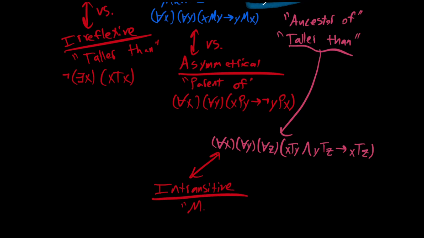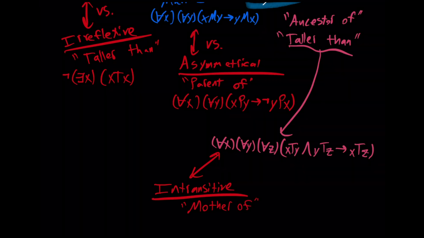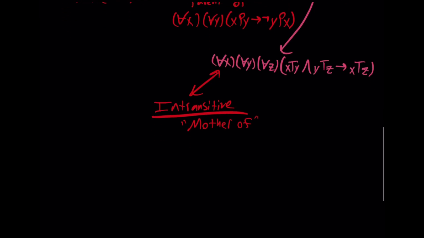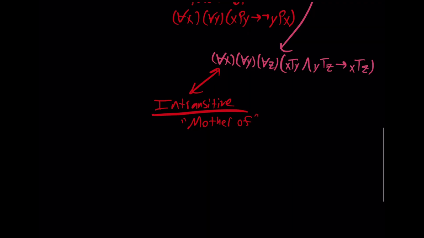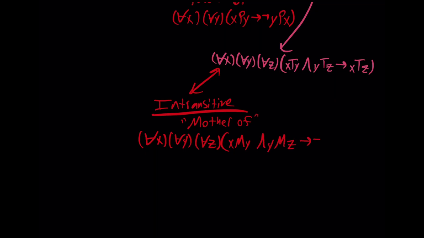For example, mother of is intransitive. If Mary is the mother of Susie, and Susie is the mother of Tom, it doesn't follow that Mary is the mother of Tom. So let's symbolize that into the language of predicate logic. So we have three quantified variables: for all x, for all y, for all z. If x is the mother of y and y is the mother of z, then it is not the case that x is the mother of z.